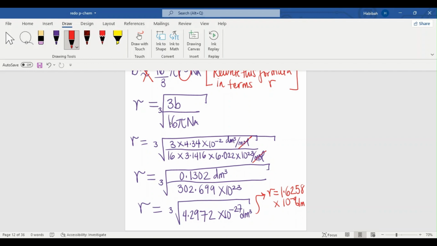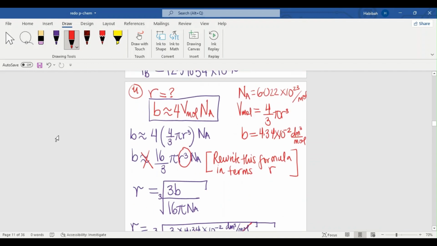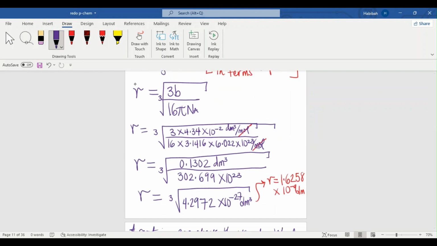Rewriting this, let's not forget that in chemistry, you're supposed to put your answer in the lowest number of sig figs. The lowest number of sig figs we have here is 3 sig figs because it comes from b, which is 4.34 times 10 to the negative 2. So we have to put our answer in that. Having our answer, R equals 1.63 times 10 raised to the power of negative 9 decimeter. So this is basically the answer to this question.